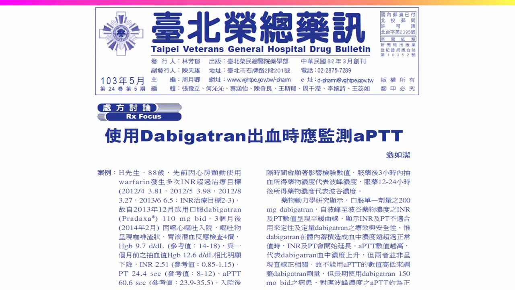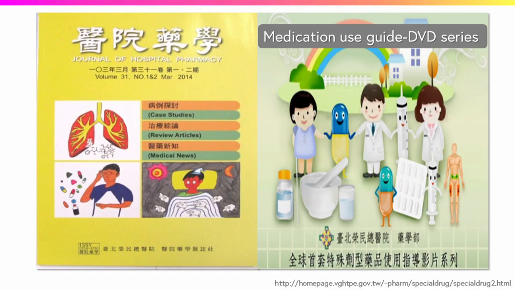To facilitate drug information circulation, we also publish the drug bulletin every month to circulate important drug information to the public. Another publication by our department is the Journal of Hospital Pharmacy. It is a peer-reviewed professional journal, covering clinical case studies, medication therapy reviews, and medication news. We publish 2 issues every year, and it has been published for more than 30 years.